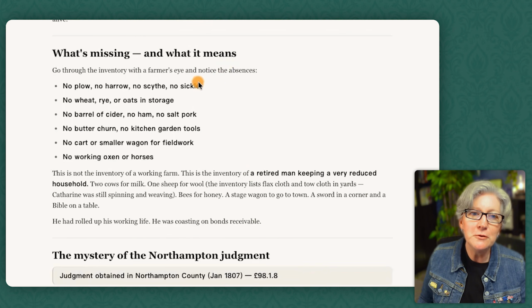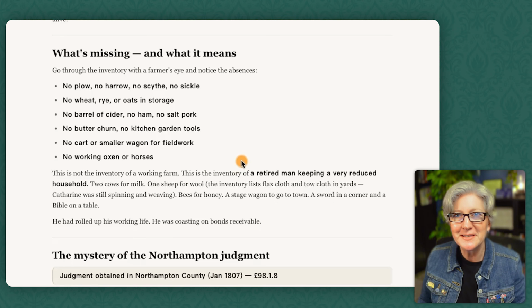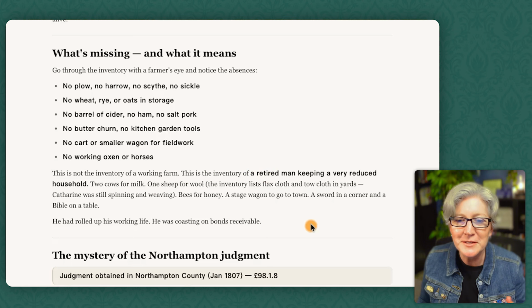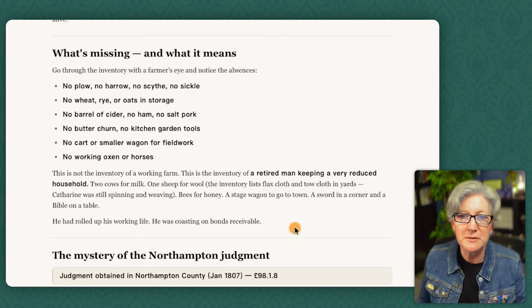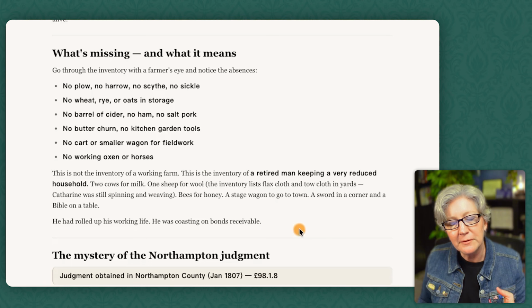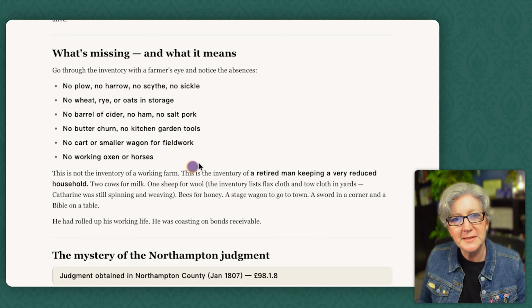And then Claude gets into what's missing from the inventory and what it means. I love this. This really helps to write the story. It puts so much into context. I get so excited about this because these are the kind of details that I missed when I was just doing genealogy research. Now that I'm looking at records for story writing, this kind of detail is exactly what I want.